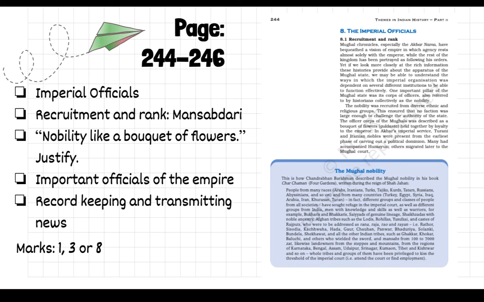Then as you go on through the pages, you will see that the important officials of the empire have been mentioned. So you need to know their Persian names as well and what were their roles within the empire. And then there is a discussion on record keeping and transmission of news, not only within the Mughal court but also in the more regional principalities. Again, questions could be for 1, 3 or 8 markers. Remember, 8 markers will always usually come in parts, and there will be tag questions, so it will not be very difficult for you to answer.